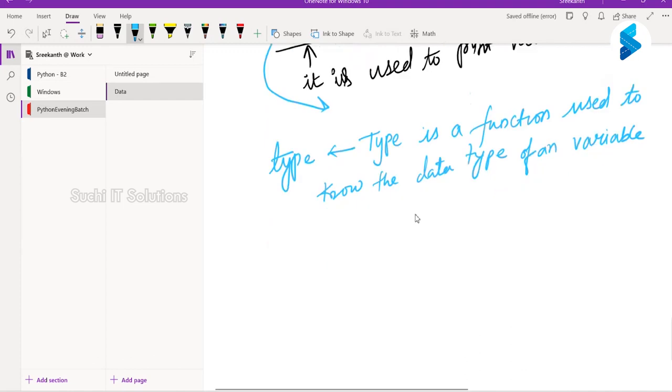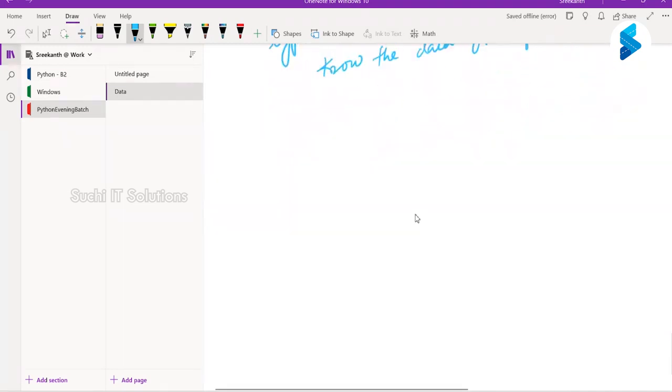Now, there are different operators when it comes to numbers. What are the different operators that we have? Arithmetic, assignment. Right. So what are the arithmetic operators?